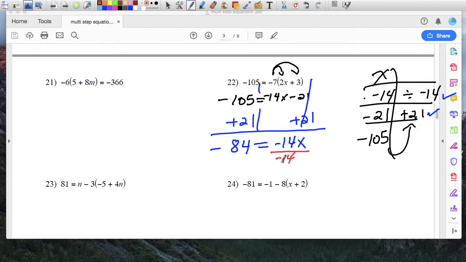Divide this by negative 14. Divide this by negative 14. Negative and negative is positive, so I get 1x. 1 times x, or just simply x. Negative 84 divided by negative 14 is 6, and x equals 6. Check.